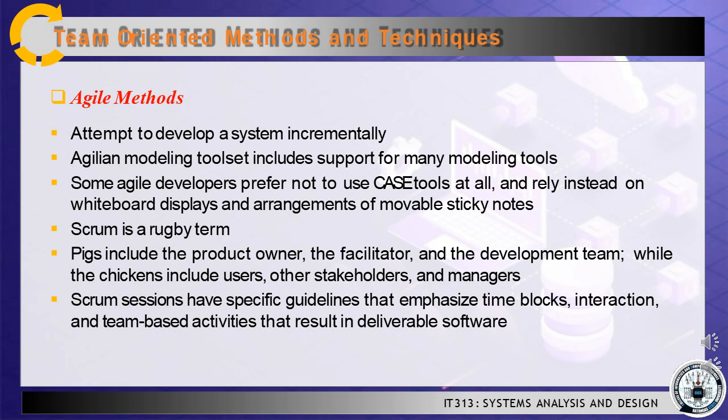However, the pig declines because that role would require a total commitment, while for the chicken, it would only be a contribution. In the Agile world, the pigs include the product owner, the facilitator, and the development team, while the chickens include users, other stakeholders, and managers. Scrum sessions have specific guidelines that emphasize time blocks, interaction, and team-based activities that result in deliverable software.